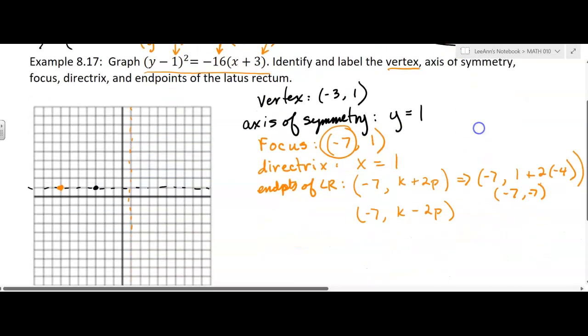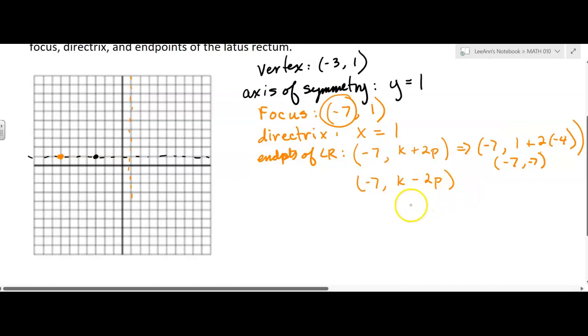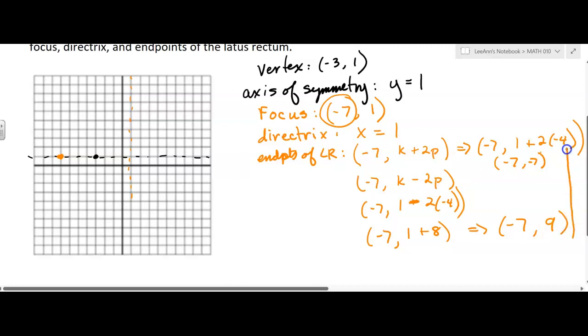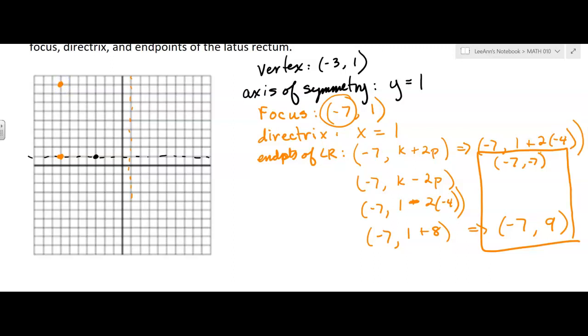We'll have to graph that. And then the other one is going to be -7, and then it's going to be 1 minus 2 times -4, which is going to be (-7, 1 + 8), or I'll put it over here, (-7, 9). So the two endpoints of the latus rectum are right there. And you could do it a different way, but there would be one up here. Oops, these are actually parts of the parabola. So -7. Okay, so I have the endpoints, I have the vertex.